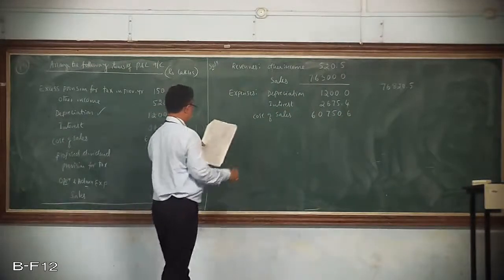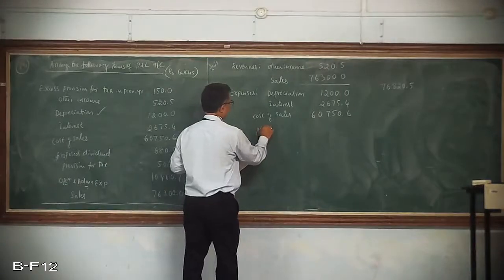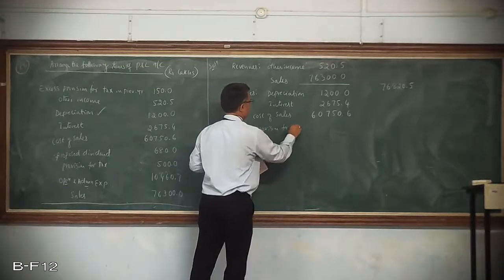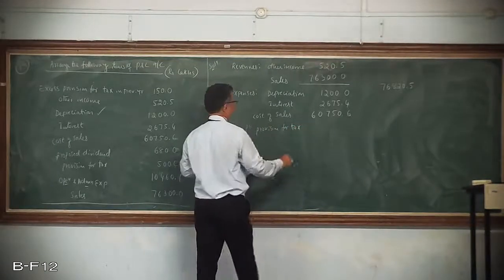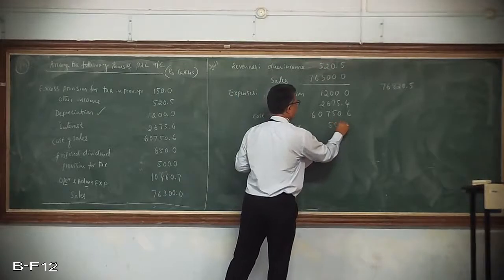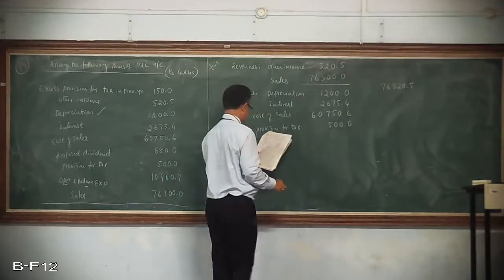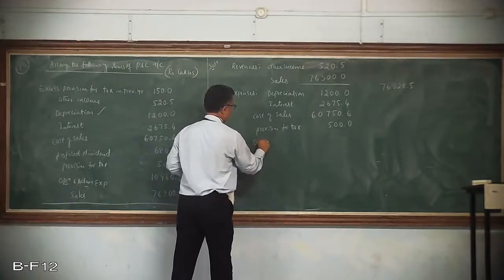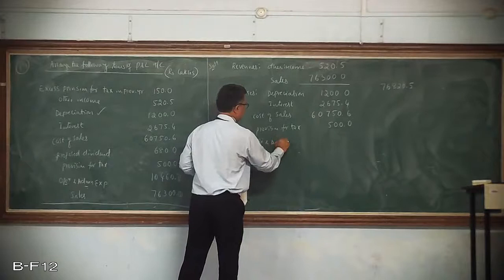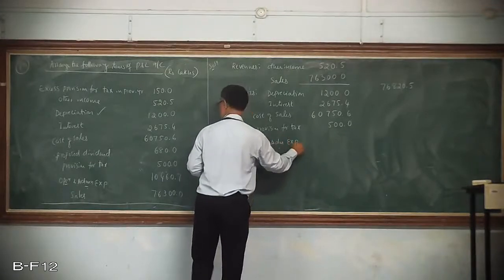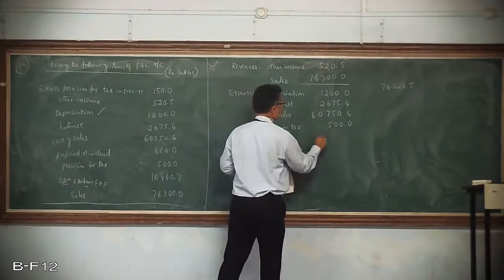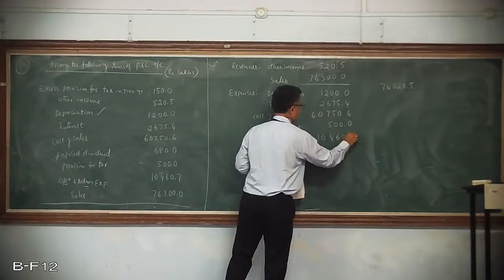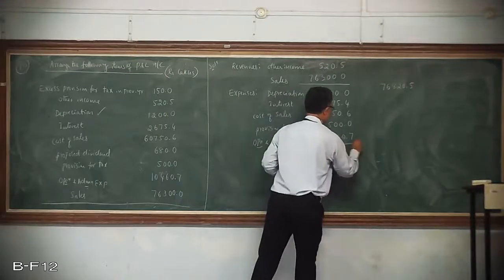Next, provision for tax: 500 lakhs. Next, admin expenses: 10,460.7. So these are the expenses.